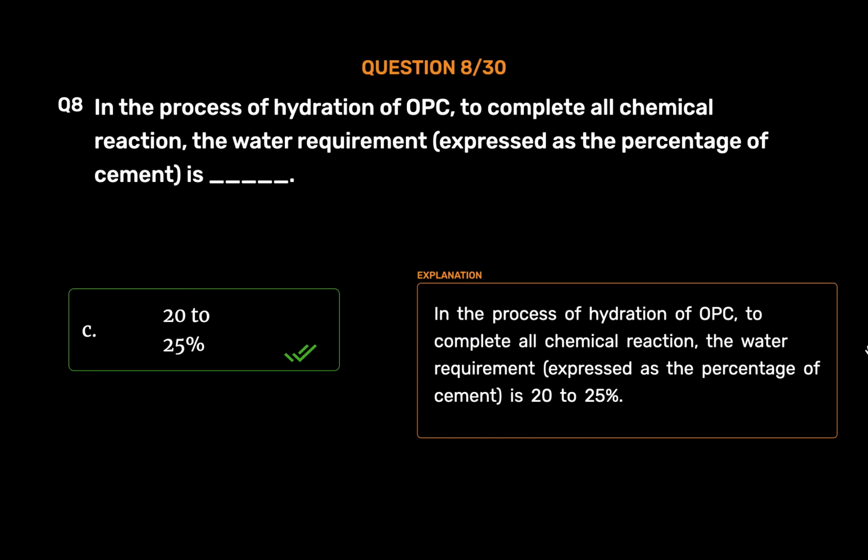In the process of hydration of OPC, to complete all chemical reaction, the water requirement, expressed as the percentage of cement, is 20 to 25%.